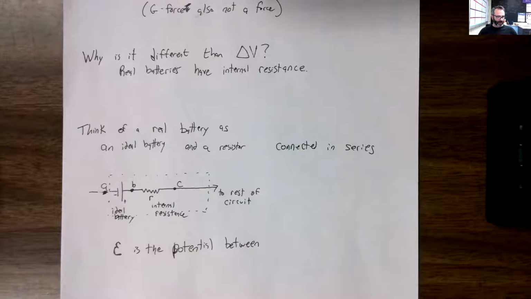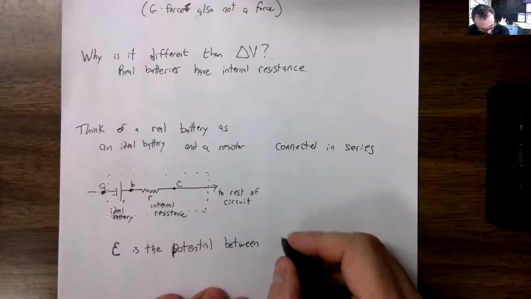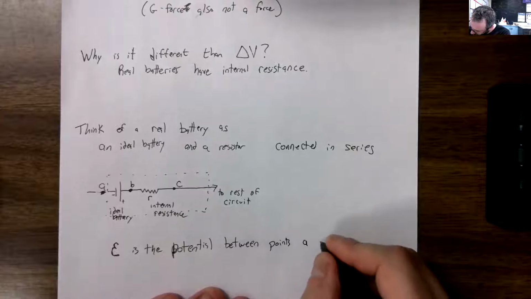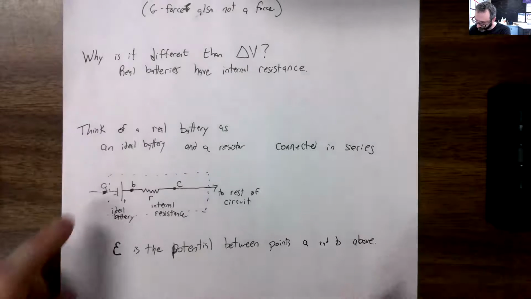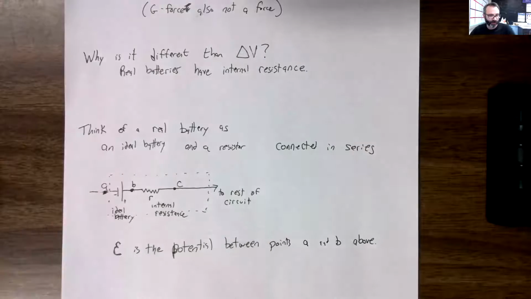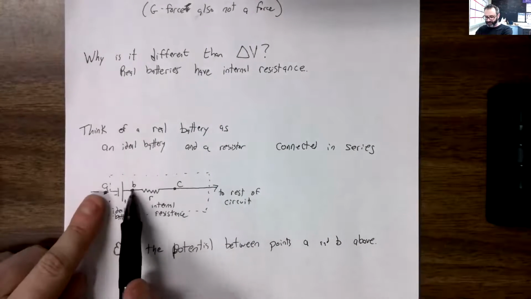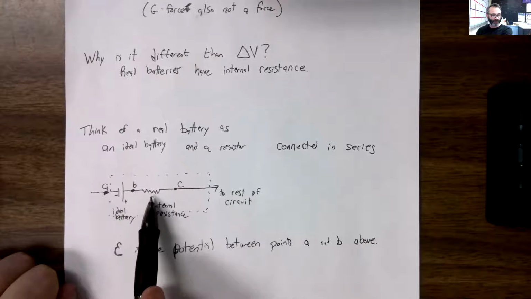I think it would be A and B. Really, it's the potential between these 2 points, A and B. So wait, you're asking which one would the EMF be equal to, the actual potential without the resistance? Right. These 2 points, A and B. Because if you measure the potential difference across here, you're kind of ignoring the internal resistance.